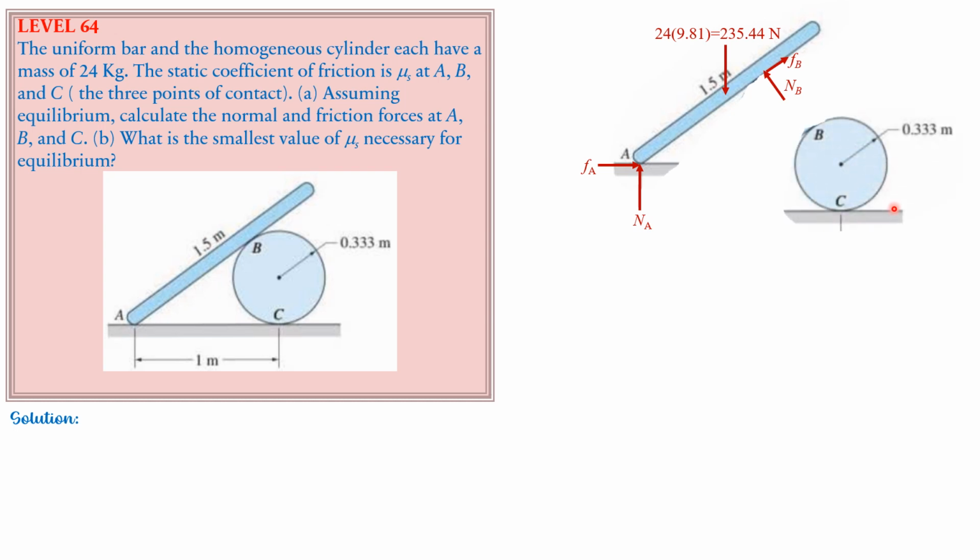Let's transmit the reactions, but before that the weight also, which is 24 times 9.81, so 235.44 newtons, then NB, then friction, which is now down to the left, normal reaction at C, then friction, which is to the left, so that the moment of FB about the center will be opposite to that of FC about the center.